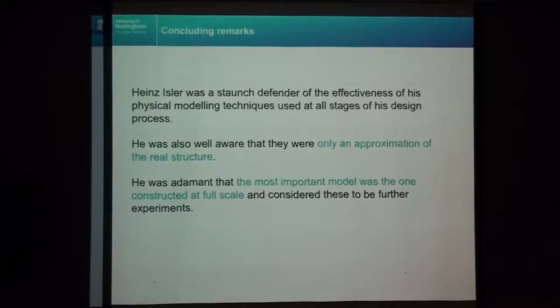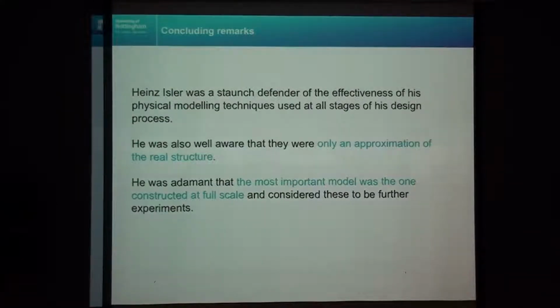Heinz Isler really, throughout his career, defended the effectiveness of his physical modelling techniques, and those were used at all stages of his design. But he was very aware that they were only an approximation. The most important model is the one-to-one model, the one that you make at full scale.